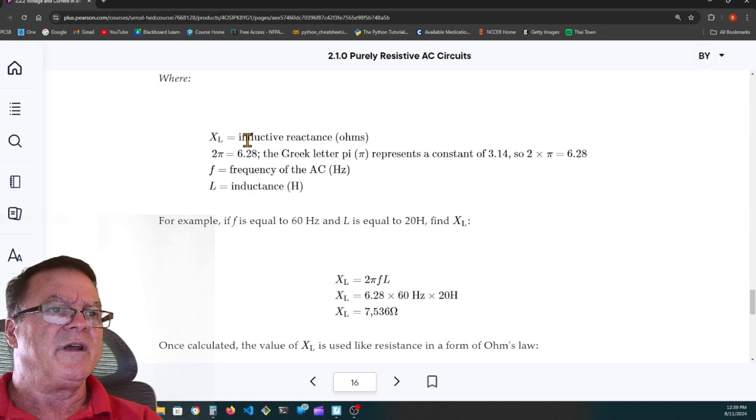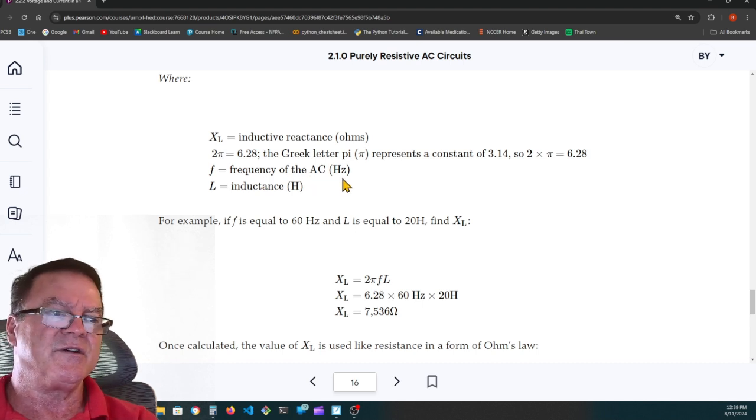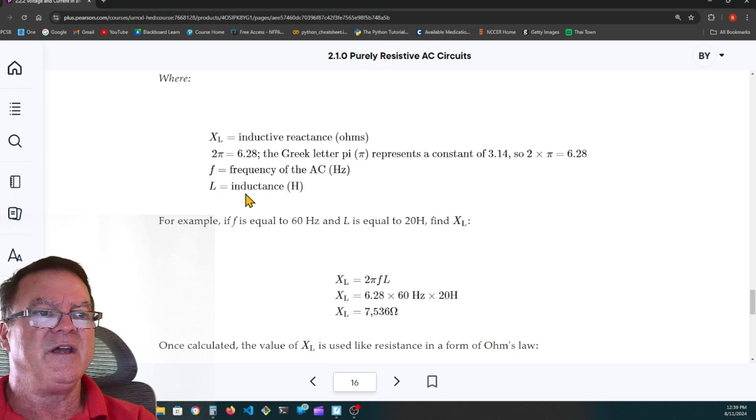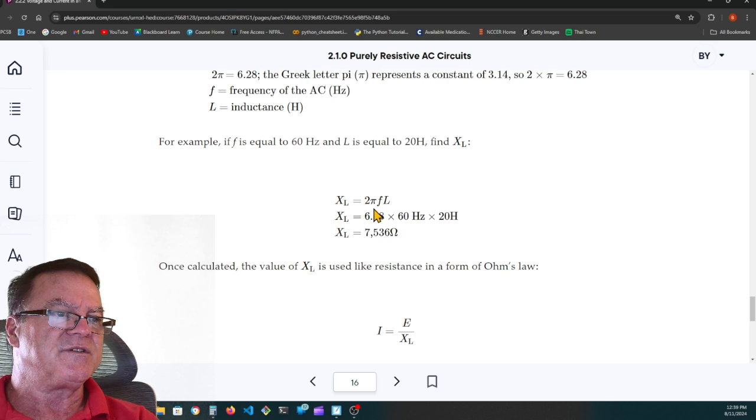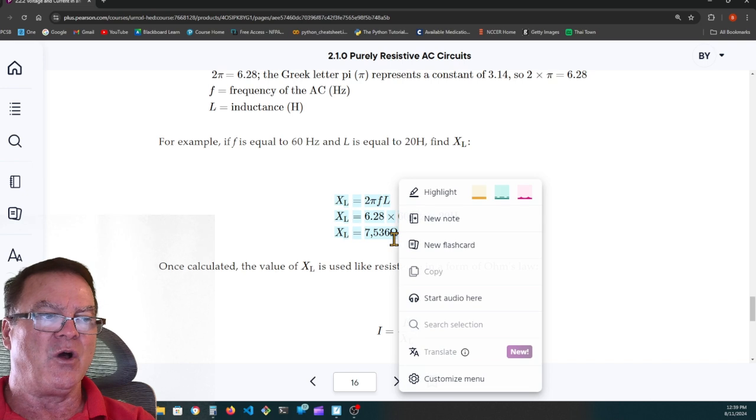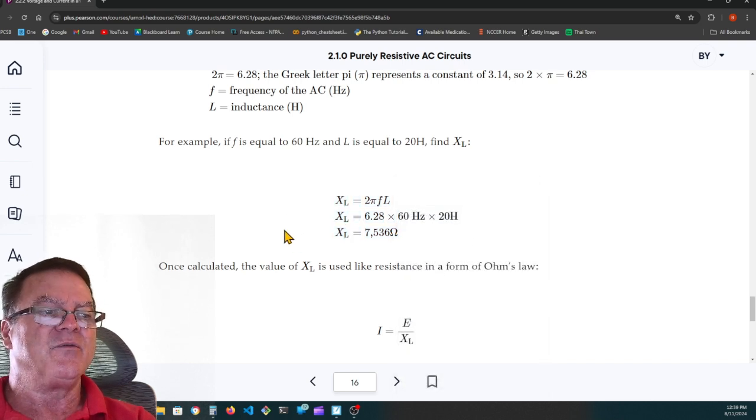Where X sub L is the inductive reactance, 2 pi is 6.28. The frequency is the frequency of the AC, usually 60 hertz, but they're going to change it on us when we're doing the math. And L is inductance. For example, if the frequency is 60 hertz and the inductance is 20 henries, find X sub L. So it's 2 times pi times 60 times 20. We get 7,536 ohms of inductive reactance. That's opposition to current flow. It's not resistance. It's opposition to current flow.